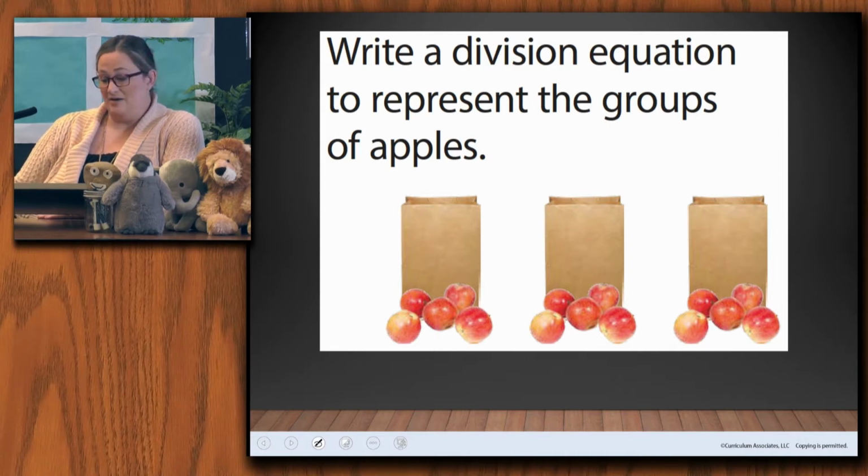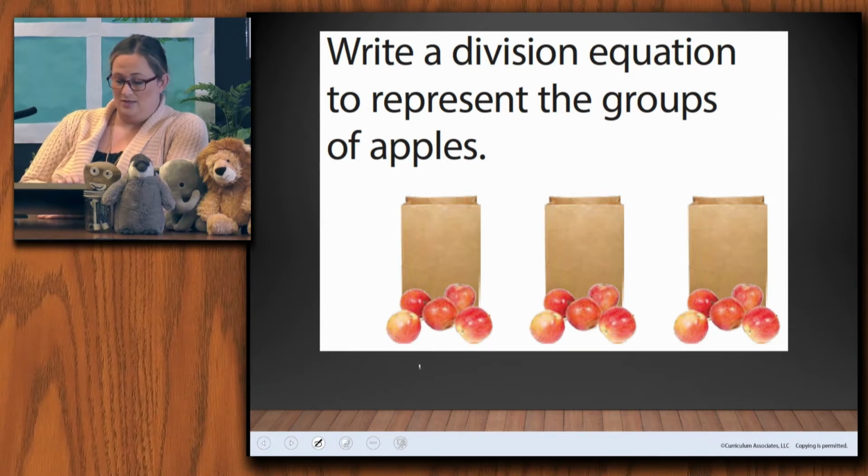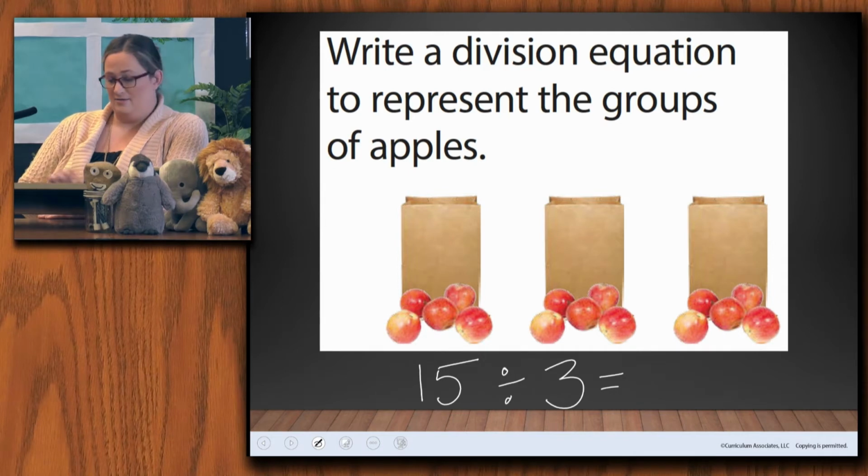I see some people counting up to figure out how many apples there are altogether. Very good. All right, how many apples were there total? 15. And we divided it into how many bags? 3. And how many apples were in each bag? 5. Not so bad when you use words like that, is it? These symbols make our brains go a little wobbly. The thing is, once we know the meaning of the symbols, our brains understand the problem.